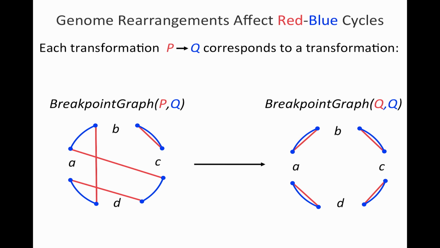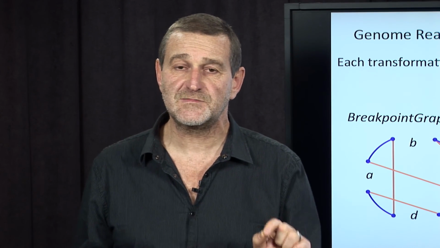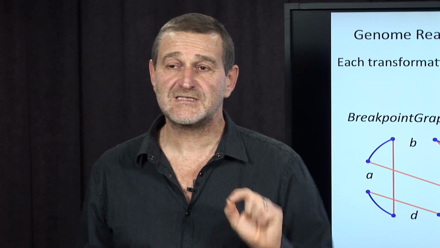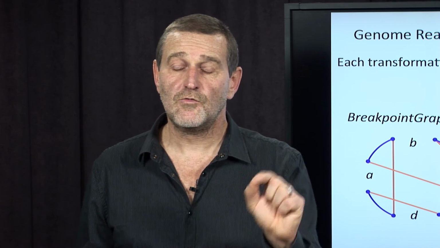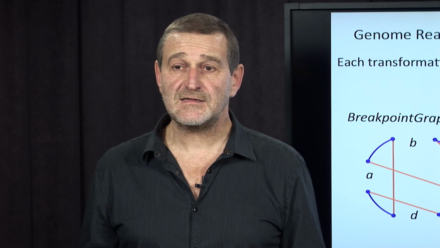So an important thing to realize is that genome rearrangements affect red-blue cycles. Every 2-break makes its mark on the breakpoint graph. And we know that starting from the breakpoint graph between genome P and Q, no matter what series of rearrangements nature takes, the end will be the breakpoint graph of 2 identical genomes, and we know how it looks. It looks like the identity breakpoint graph with the maximum number of cycles. And we will explore this fact.